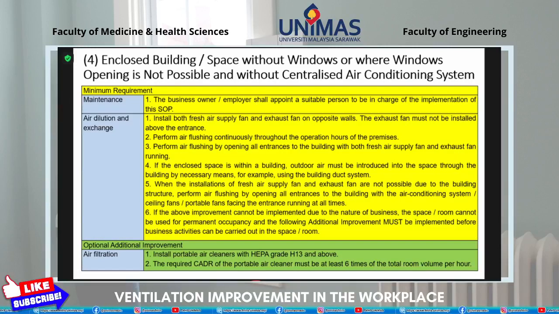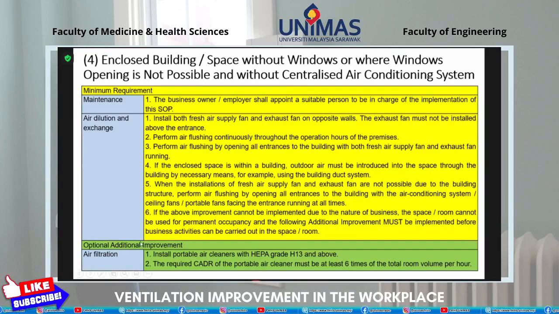And sometimes you will have an enclosed space within a building. So if the enclosed space is within a building, the outdoor air must be introduced into the space through the building by necessary means, for example, building a ducting system. Okay, and then when the installation of fresh air supply fan and the exhaust fan are not possible due to building structure, we purposely put here not possible due to building structure. We don't want the business owner to give an excuse that it is not possible because of financial reason or because of any other convenience reason. Okay, if it is not possible due to building structure, then no choice. So what they need to do is perform air flushing by opening all entrances to the building with aircon system or fan or portable fan facing the entrance running all the time. Okay.